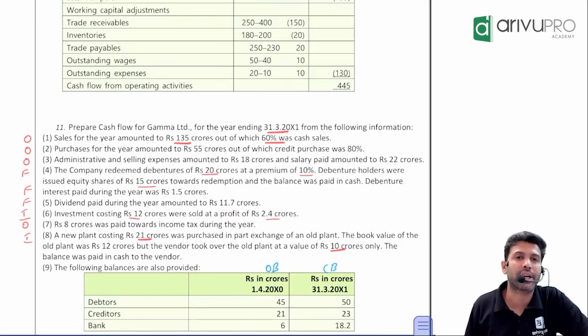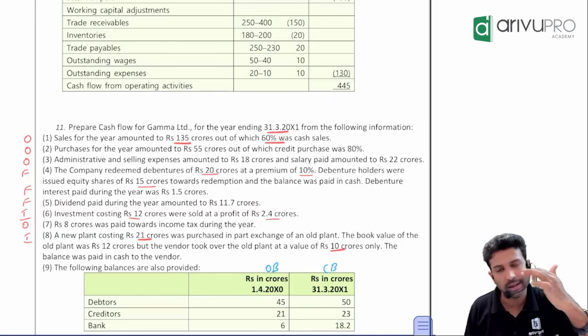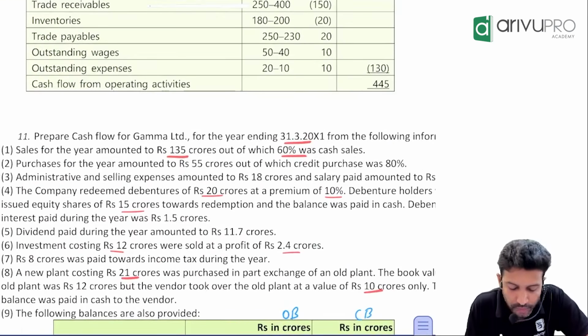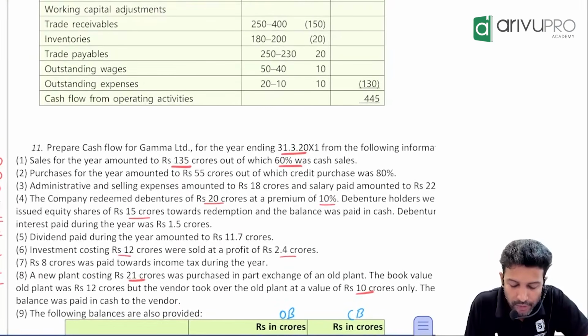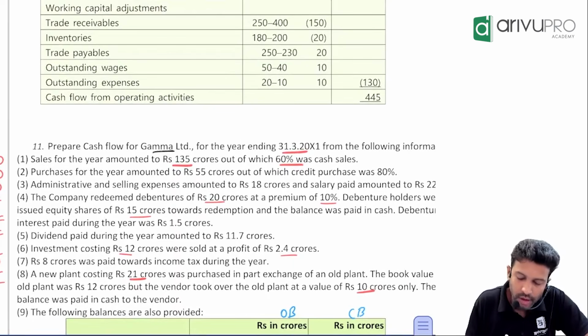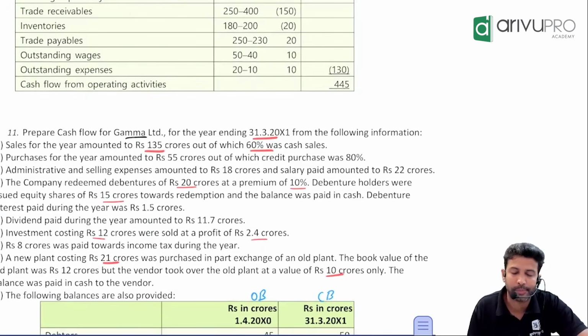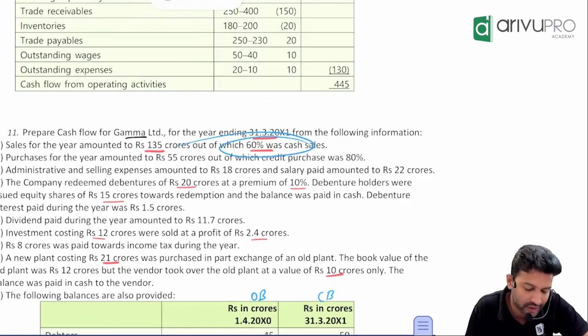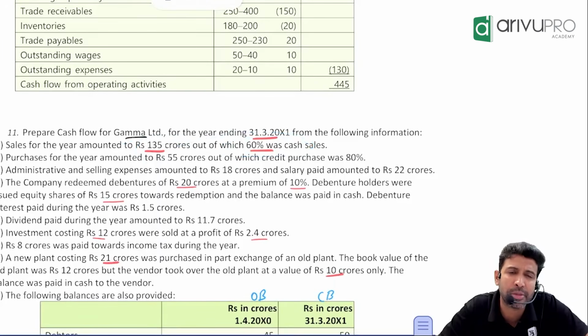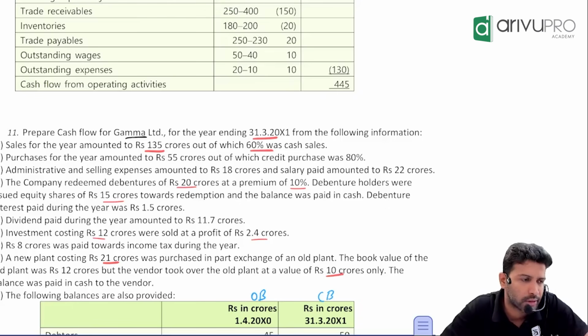Okay, people. Question number 11 in the class notes. It's a study material question again. You need to prepare the cash flow statement of Gamma Limited for the year ended 31st March 20x1 from the following information. Sales is how much? 135. Out of this, 60% is cash sale. So 60% cash means the balance 40% will be credit.